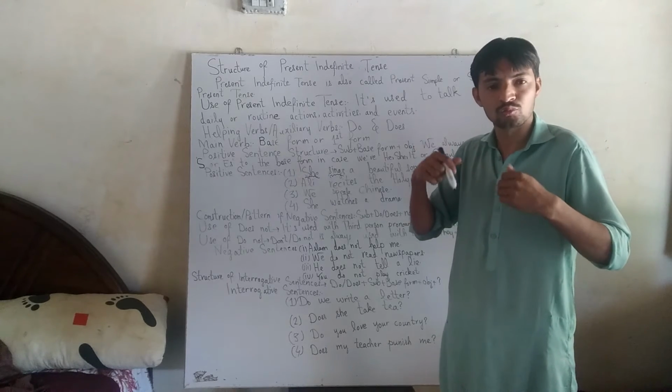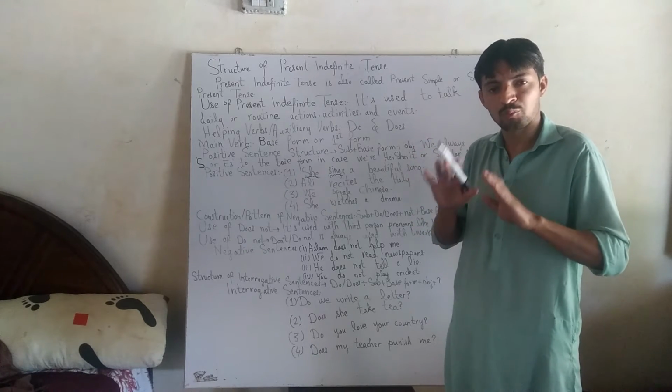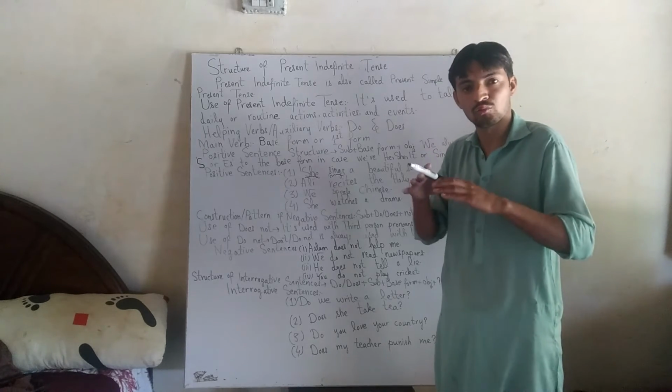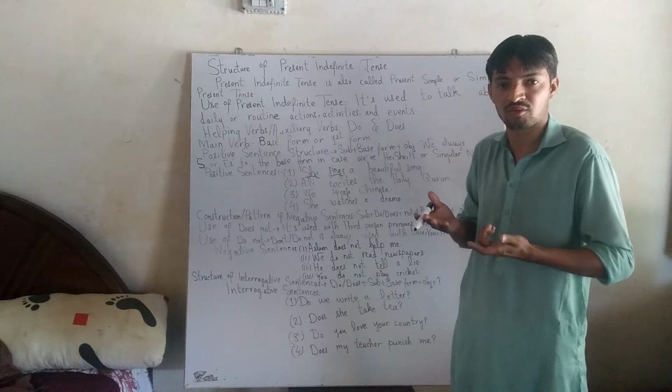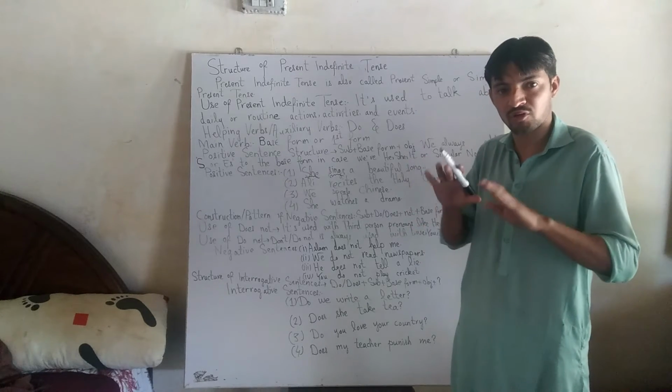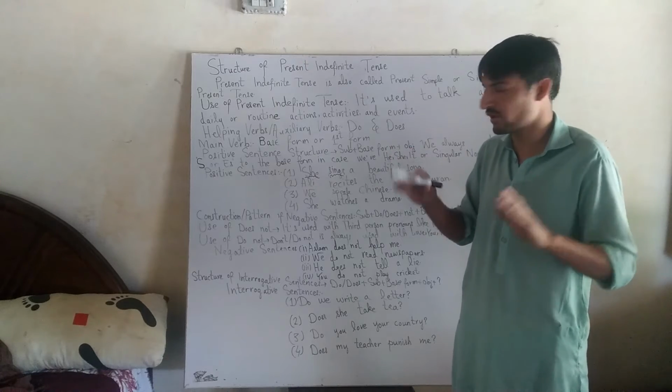So try to use s or es with the base form if we have he, she, it, or a singular noun. Many students forget to add s or es, or they don't place s or es on the base form, and that's why they make grammatical mistakes. So try to avoid making such mistakes.